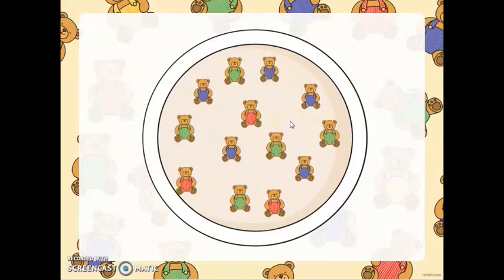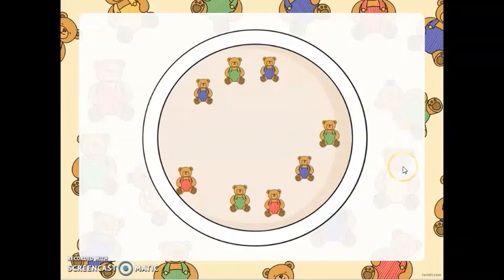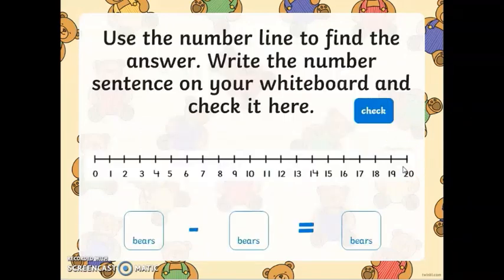Well done, if you all say 5. 1, 2, 3, 4, 5. Now, let's see how many bears are there. For this, again, students will use the number line and will jump backward. Now can you tell me from which number we will start? Well then, if you all say number 13, put a circle around number 13.